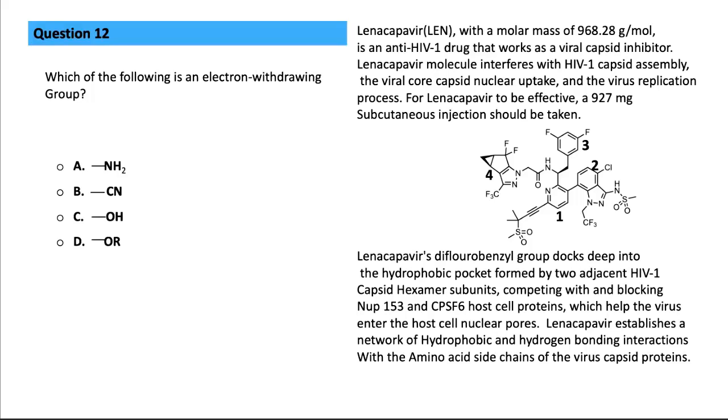Let's go through the answers. The amine group choice A, the hydroxy group choice C, and the ester group choice D have available lone pairs and are electron-donating groups. The cyano group choice B is the electron-withdrawing group because it pulls electron density away. So, the answer is B.